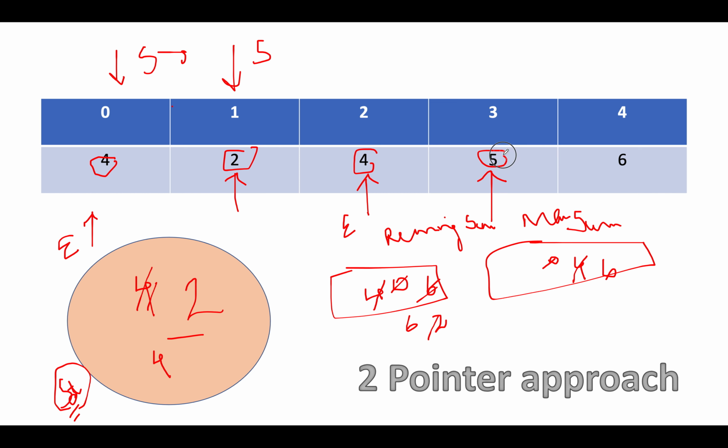Next we have 5. So 5 is not part of the set. 5 gets added. The running sum becomes 11 and max sum becomes 11. And next we have 6. 6 is also not part of the set. Running sum becomes 17. Max sum also becomes 17.